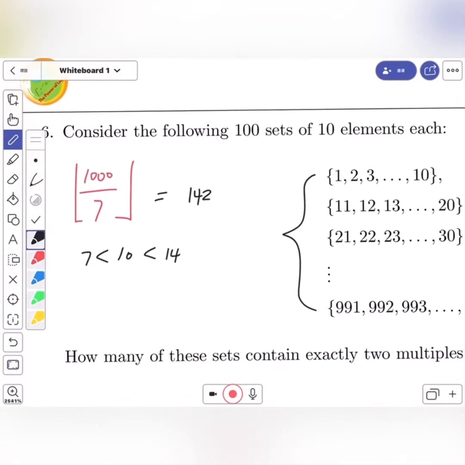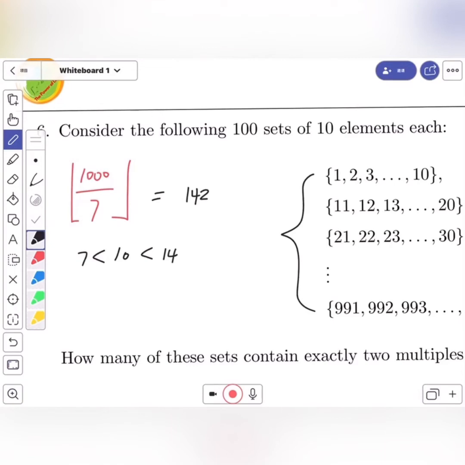So because this holds true, there's going to be 100 sets that contain exactly 1 element, and there's going to be 142 minus 100, which is equal to 42 sets that will include an additional multiple of 7 from the 1 multiple of 7 that they must contain. So therefore, 42 is simply our answer.